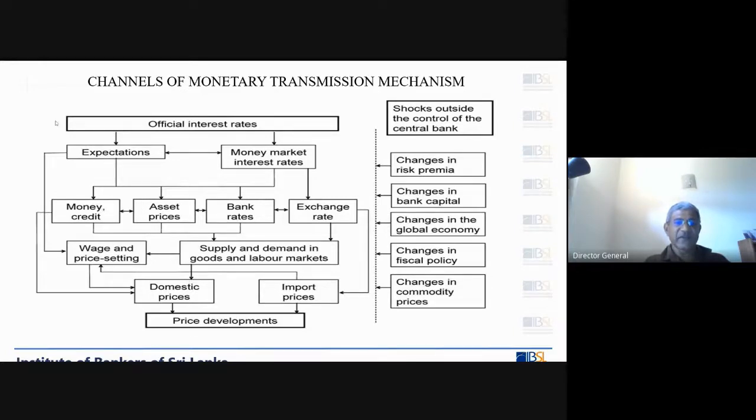Assume that the central bank is conducting monetary policy under the inflation targeting framework. Then the central bank decides the official interest rates. In the case of Sri Lanka, the central bank can adjust the interest rate corridor: the standing deposit facility rate and the standing lending facility rate. After that, market interest rates will change. Then what happens? There are two effects when the policy rates are changed. It directly affects the market interest rates, and it also affects expectations. It is called the expectation channel.